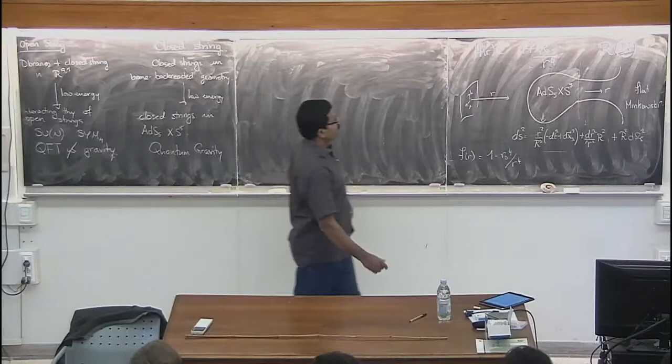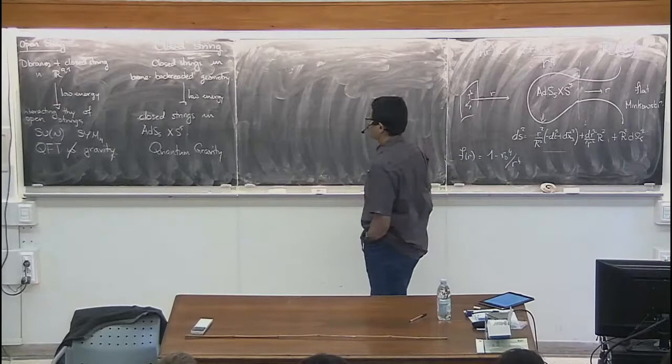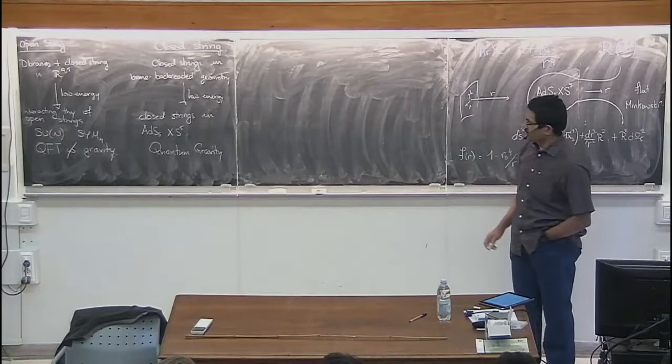So to understand that, let me tell you two things. Let's just understand how this mapping works, in terms of at least the kinematics of the correspondence. So closed strings, I'll keep writing this two column format for a while, where I write the open string picture on the left and the closed string picture on the right.